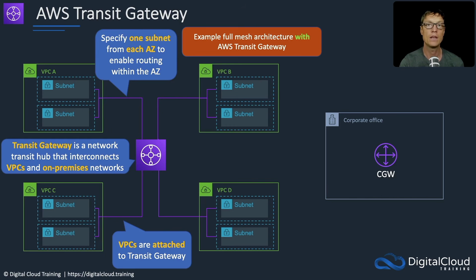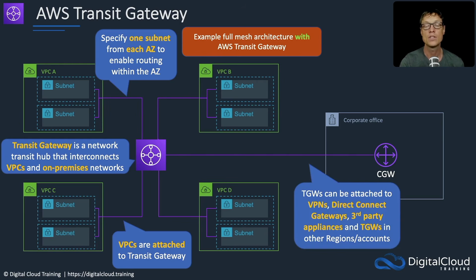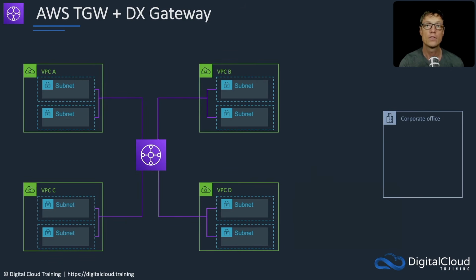We then have the customer data center. We've got the corporate office here with a customer gateway, and the customer gateway connects in. And that's it. This is now a service which is allowing us to connect through this cloud router, this central hub, to any of these VPCs. TGWs can be attached to VPNs, Direct Connect gateways, third-party appliances, and also transit gateways in other regions and also other accounts. So let's have a look at how it works with a DX gateway.